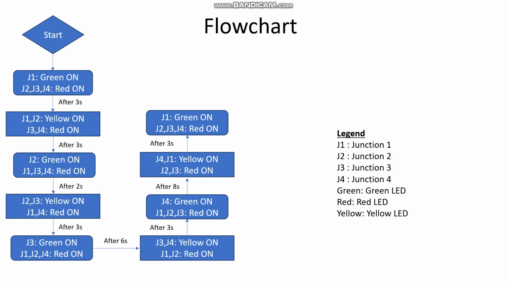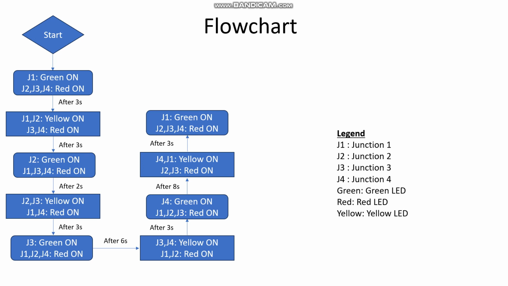After 2 seconds, the amber light for junction 2 and 3 lights up, and another 3 seconds later, junction 3's green LED lights up, and the other junctions' red LEDs light up. But this time, after 6 seconds, a longer duration, the amber light for J3 and J4 lights up, and another 3 seconds later, junction 4's green LED lights up, and the other junctions' red LEDs light up.